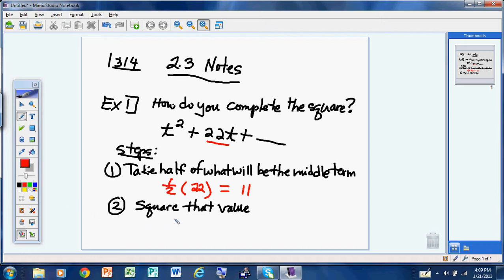And so that means we're taking 11 and we're squaring 11. What does it mean to square again? That means we're saying 11 times 11, and that gives us a value of 121. So what is that telling us? For completing the square, taking half of 22 and squaring it means we're completing the square by putting 121 as the third term.